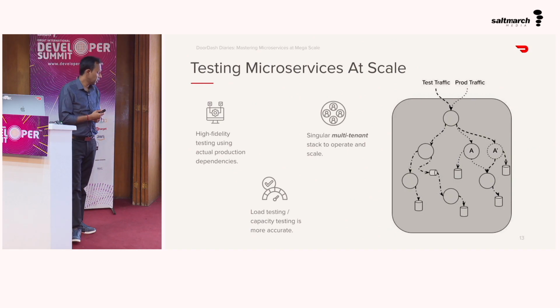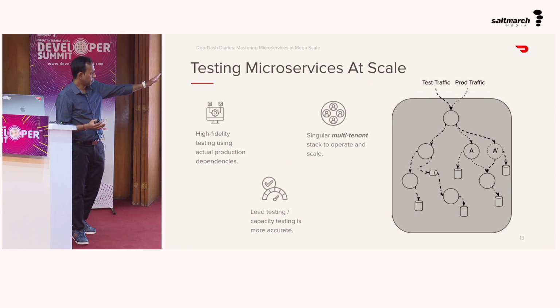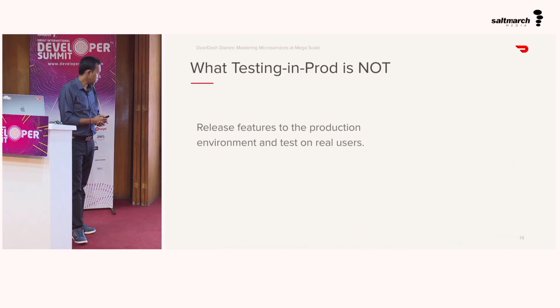Load testing is accurate because let's say you want to test your stack, whether it's going to meet the peak or not. So you are actually pushing test traffic through the production stack. So it can be as close to the reality as possible. And testing in prod makes that possible.